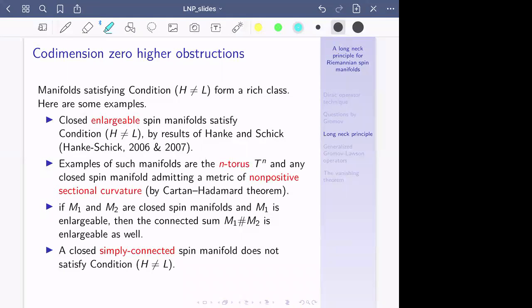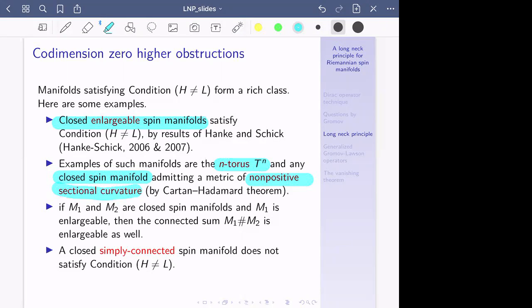A typical example consists of closed enlargeable spin manifolds. I will not discuss in detail the notion of enlargeability, which is due to Gromov and Lawson, and I refer to their paper. But there are many interesting examples. One is the n-torus, or for example any closed spin manifold which admits a metric of non-positive sectional curvature.